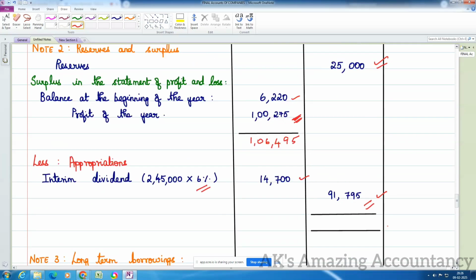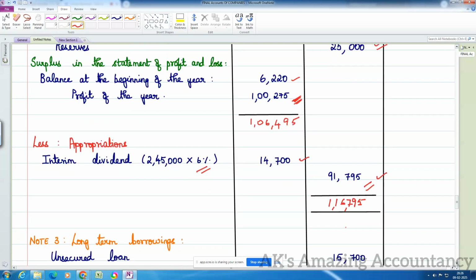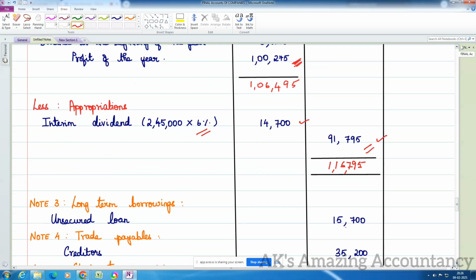So let us see what is the total of note 2 we are getting now. You will be getting 1,16,795. Okay, so note 2 is over with this. Now note 3 is for long-term borrowings. So for long-term borrowings, in the problem you are given unsecured loan, that will come 15,700. You can refer to the problem later.